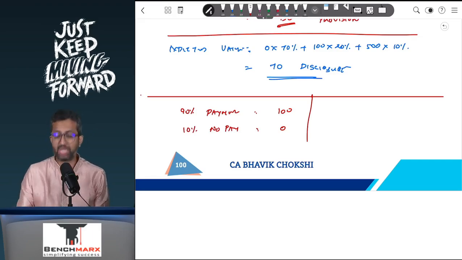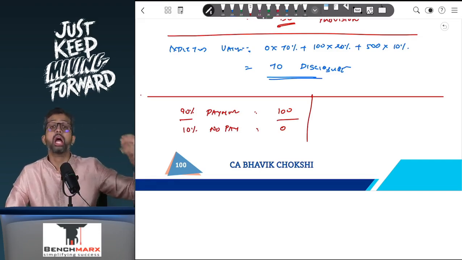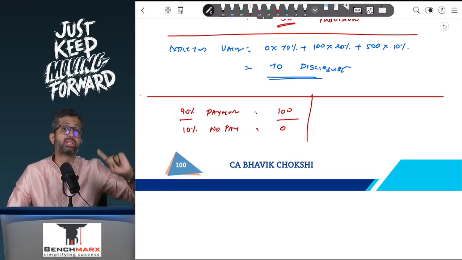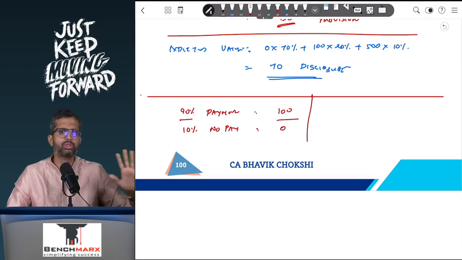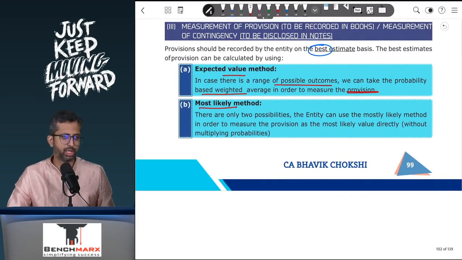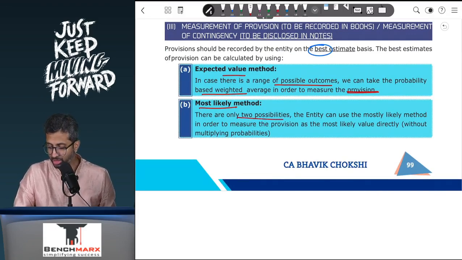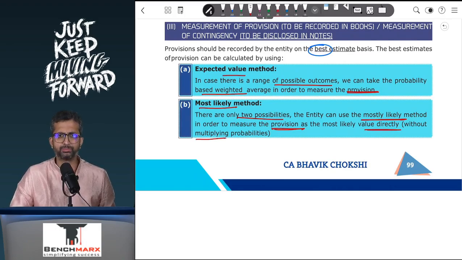So the most likely amount over here is what? 100. Practically, when do you use the most likely method? When there are only 2 possibilities and one of them is highly likely, then you usually take the most likely value. But again, it is up to the management which method they want to use. If there are only two possibilities, an entity may use the most likely method to measure the provision, as we are likely to value it directly without multiplying the probabilities.